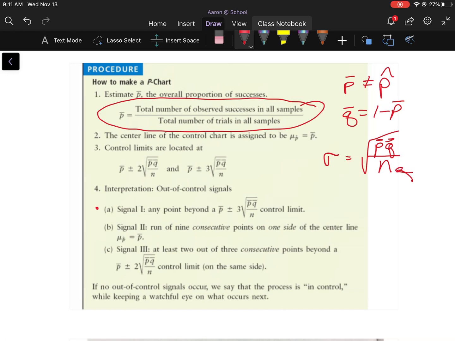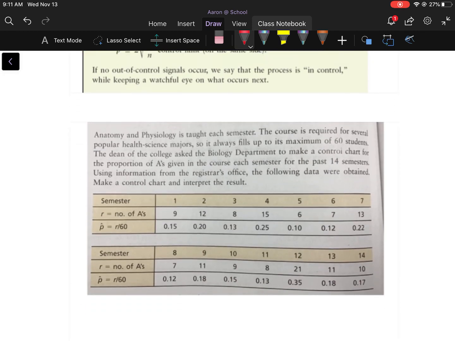Out of control: 3 standard deviations away, 2 of the 3 being 2 standard deviations away, 2 of the 3 being out of the way. So it's all the same out-of-control signals. Where your lines go are, again, 2 and 3 standard deviations away, above and below, so there's the plus minus. So here's the actual problem I came from.